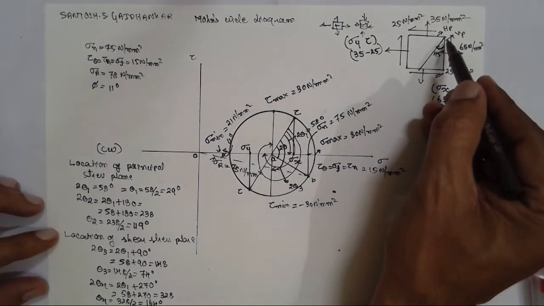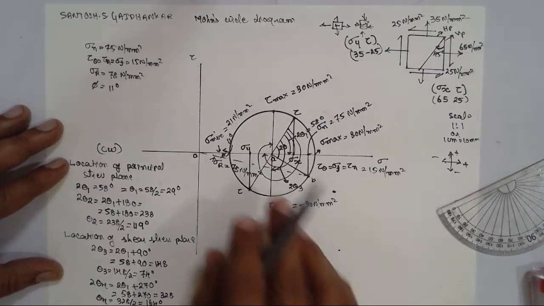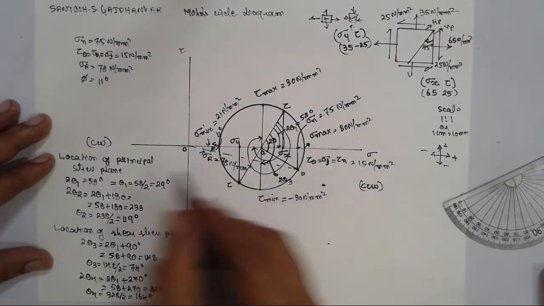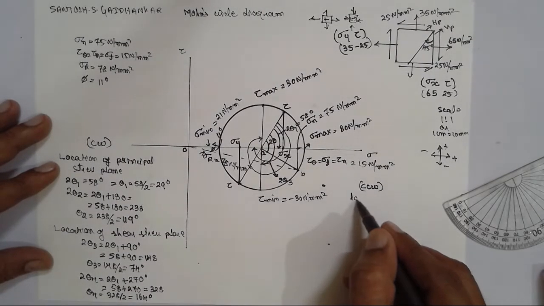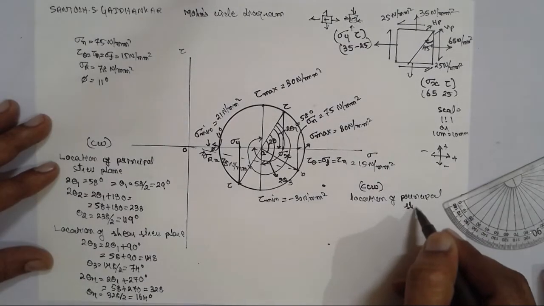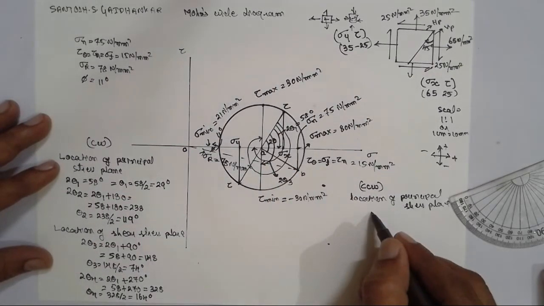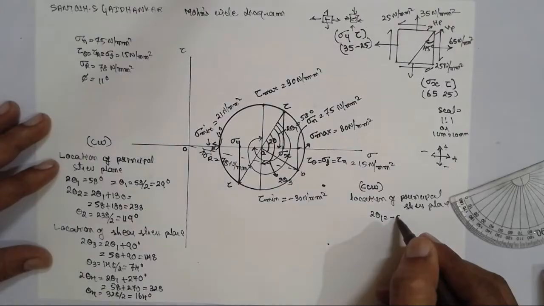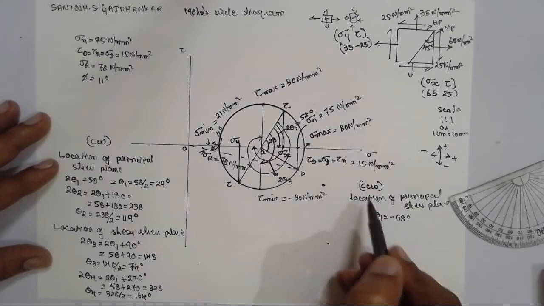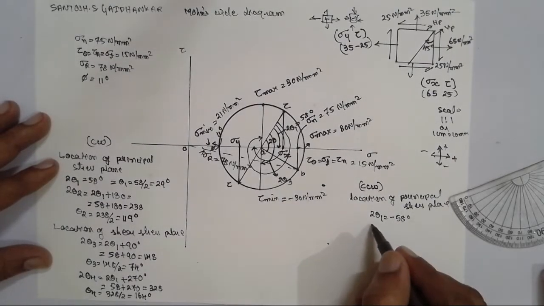Now, that was when the plane is rotating in clockwise direction. Suppose it is rotating in anti-clockwise direction, then what happens? I will consider the anti-clockwise direction also here, CCW. Now, location of principal stress plane. Let us see the same diagram. Here, 2 theta 1 I will consider as minus 58 degree, because this line is going to touch the sigma value if I consider rotation in anti-clockwise direction. Therefore it is minus 58.